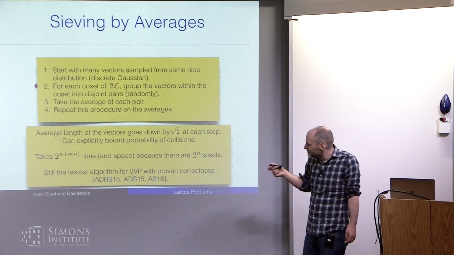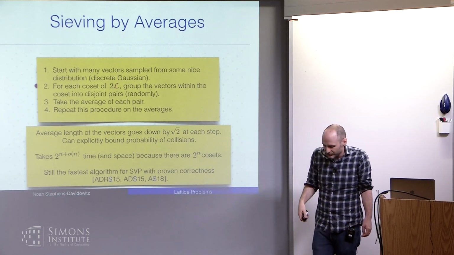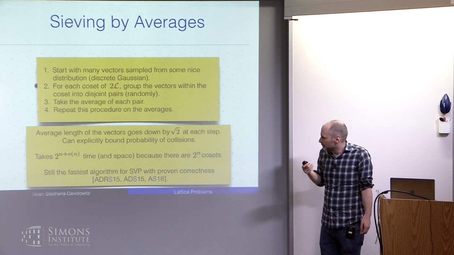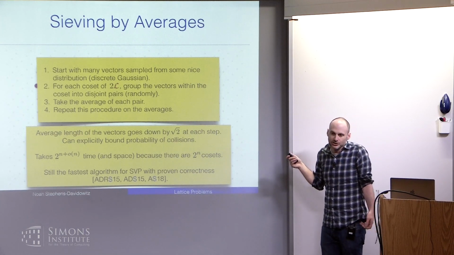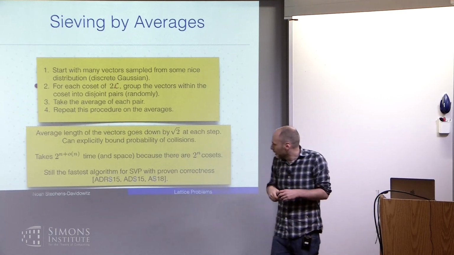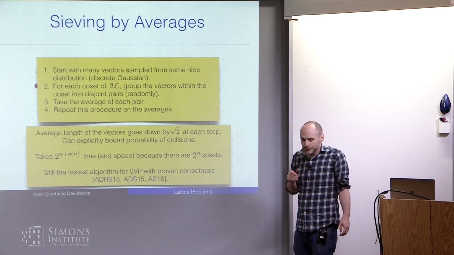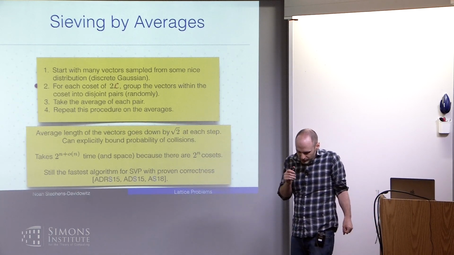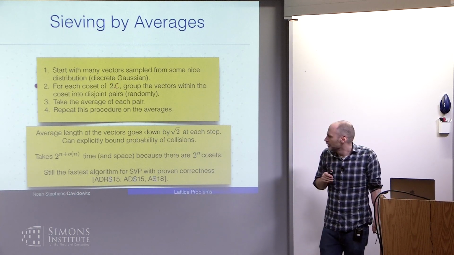Of course, this algorithm runs in time 2 to the n, and has space requirement 2 to the n, which is pretty unfortunate, because there are 2 to the n cosets. And so the running time is just sort of dominated by the number of vectors that you need to start with. And this is still the fastest algorithm for SVP with proven correctness. As I said, there are these heuristic algorithms which are significantly faster.